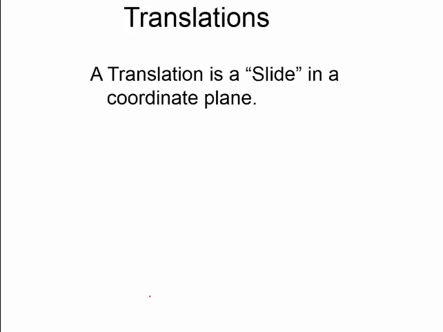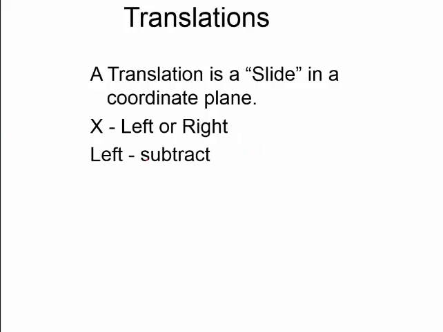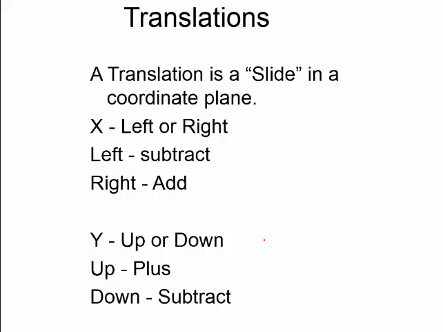So a translation is like a slide. It moves in a left or right and then up or down pattern. If you are having a translation, if it's going left or right, it's always on the x-axis. And if it's going left, we subtract, and right, we add. And I want you to just copy these down, and I'm going to show you what I mean in just a minute. And then if we go y, it's up or down. For y, up is plus, and down is subtract. So copy that down, and then I'll explain what I'm talking about in just a minute.